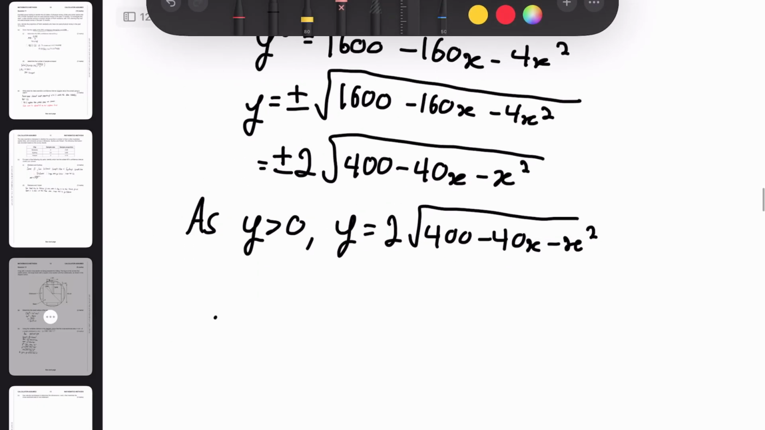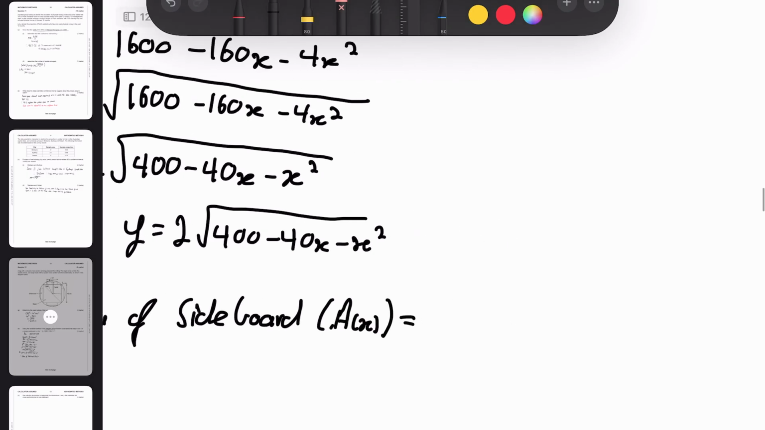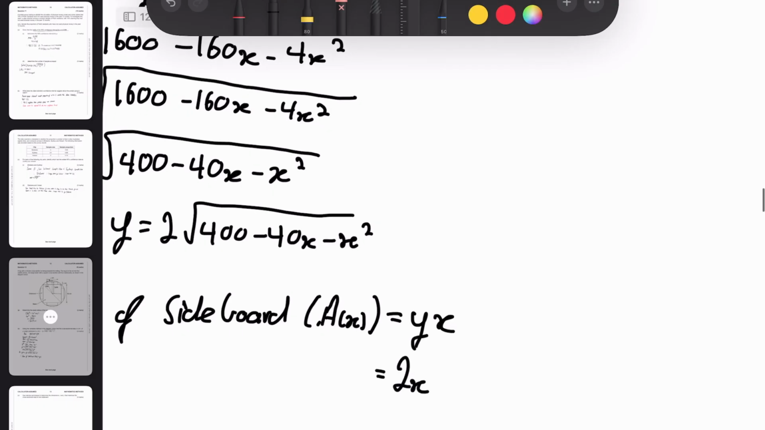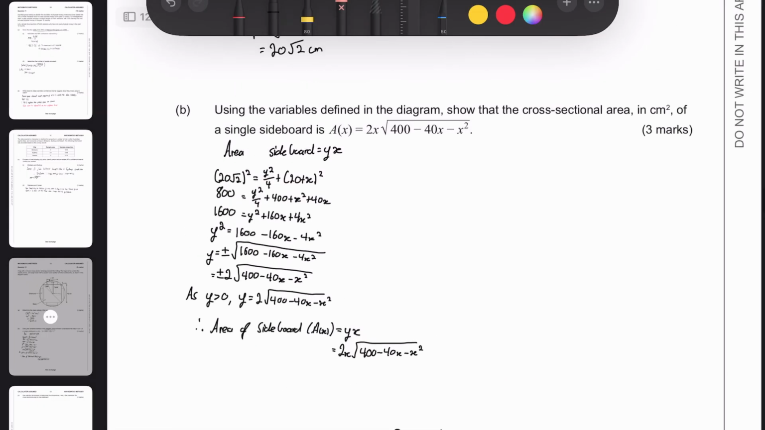And here it's quite simple. We can see that the area of sideboard, which we'll say as A of x, is equal to yx, which is going to be 2x square root of 400 minus 40x minus x squared, which is what we needed to show.